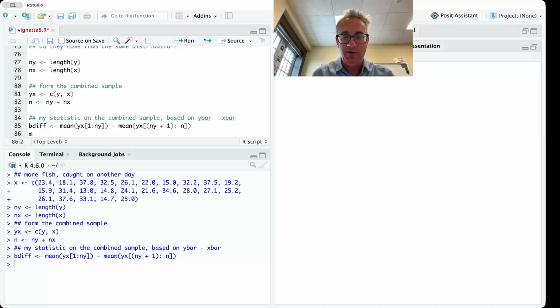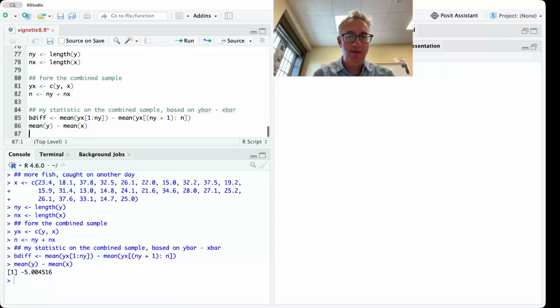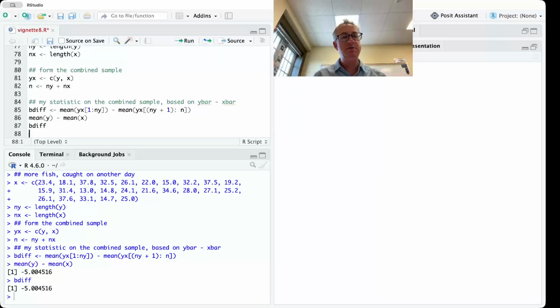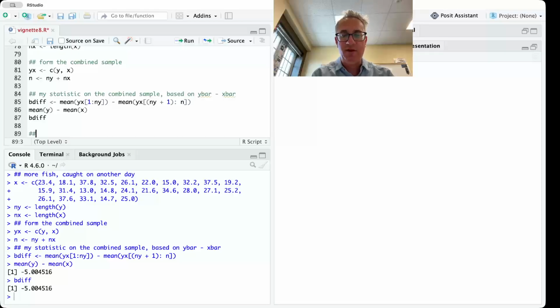Because I could have done mean of y minus mean of x, right? And that's the same, as long as I didn't make a mistake, as what I calculated using the combined sample. The reason for making the combined sample has to do with the shuffling, or what you might call random permutation.